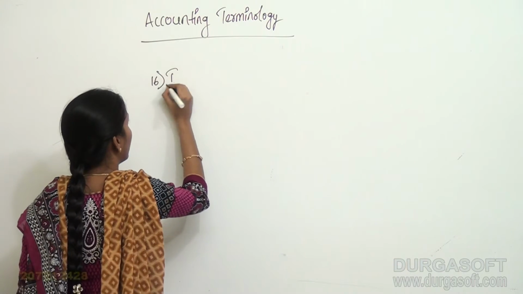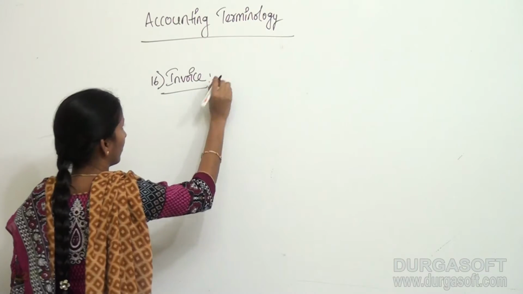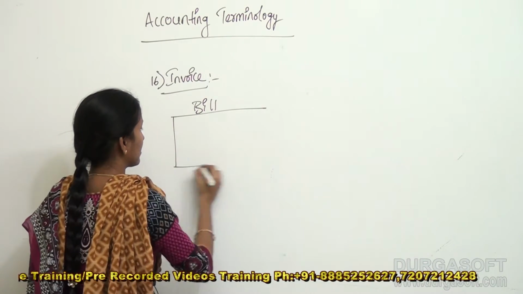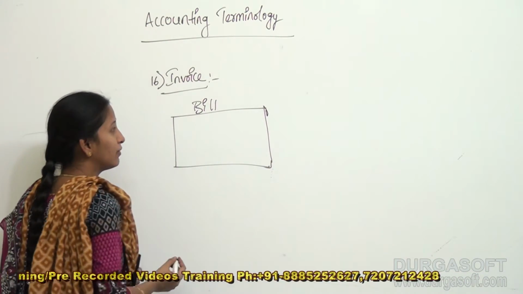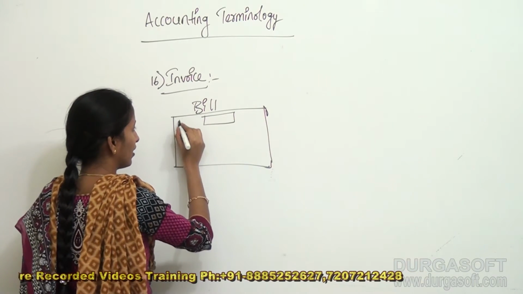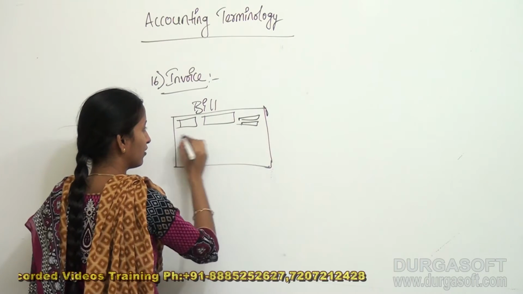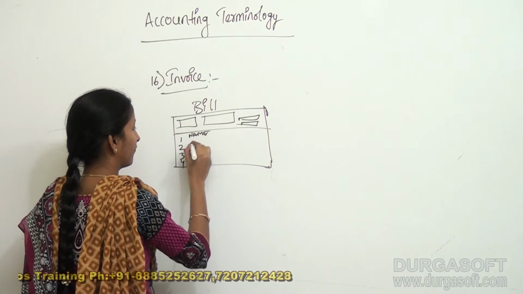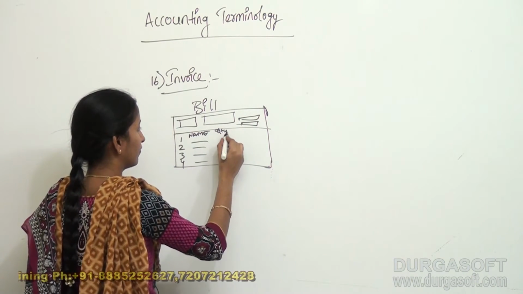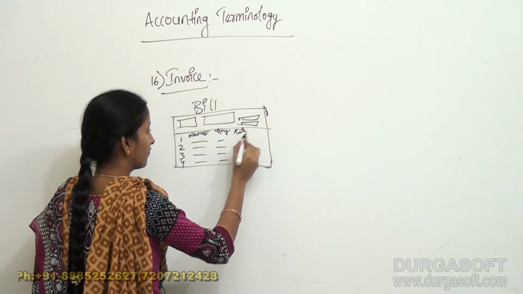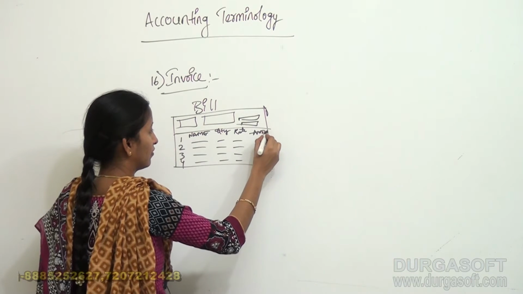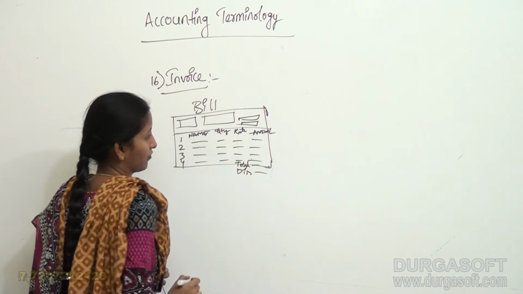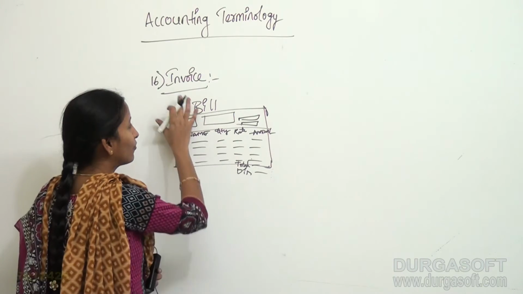And today's invoice. Invoice is nothing but just like a bill. For example, think it is a bill. In the bill what do we have? We have the company name, address of the company, email ID, phone number, and whatever products we purchased, the name of the products, the quantity, the rate, the amount, and the total. If any discounts are given, the discount. So invoice is nothing but a bill.